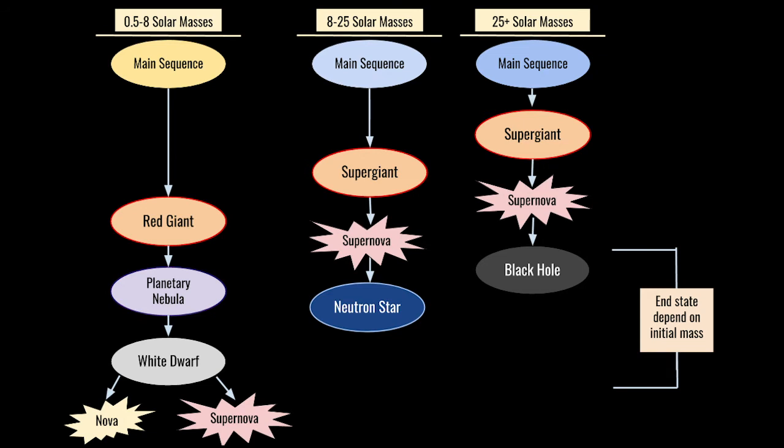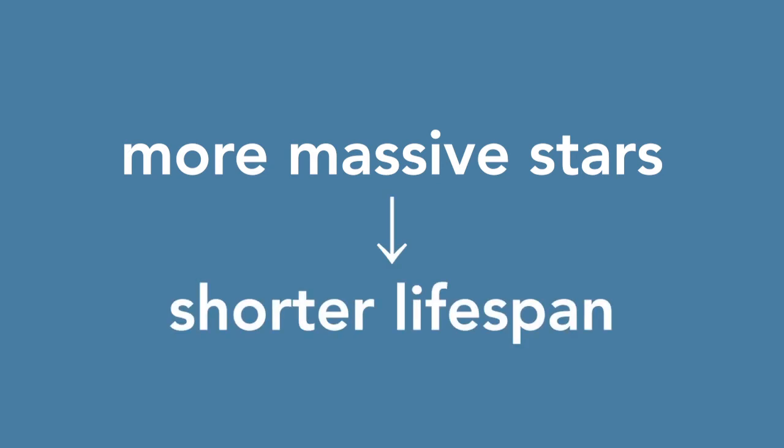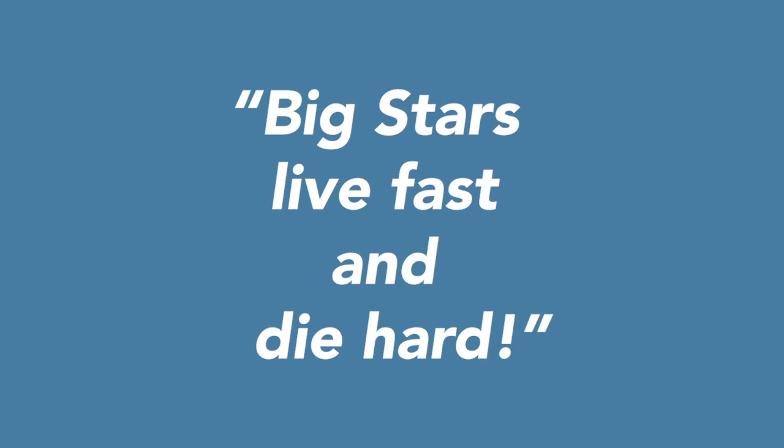We can compare the timelines of the post-main sequence phases for all three initial mass ranges all at once. We see that the higher a star's initial mass is, the less time it spends on the main sequence. All post-main sequence phases are much shorter than the main sequence phase, so the more massive a star is, the shorter its lifespan is. Astronomers like to say that stars live fast and die hard.